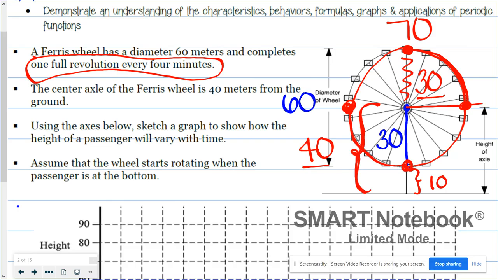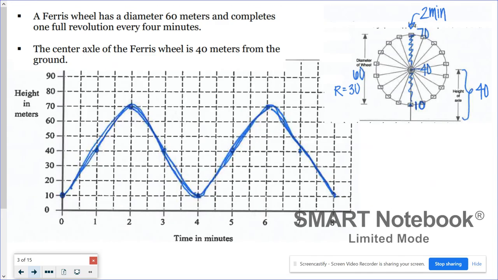And so I can take all this information and I can sketch it and get a graph. So when the passenger first gets onto the Ferris wheel, they already have a height of 10 meters off the ground. After that 1-minute mark, they're here at a height of 40 meters off the ground. That 2-minute mark, they've reached their maximum height, 70 meters off the ground. At that 3-minute mark, they're back to being 40 meters off the ground. And at that 4-minute mark, they're back at their lowest point, 10 meters off the ground, and then it repeats. And so let's just say it goes around twice. So this is what the graph of a passenger's height with respect to time would be on the Ferris wheel.